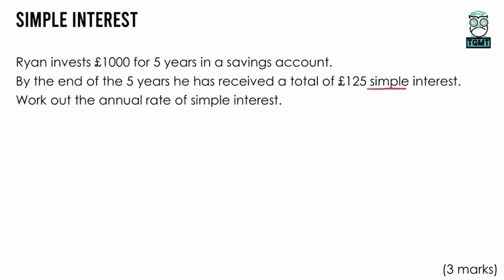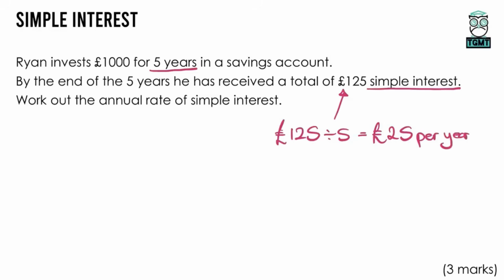It means that you only get the same amount of interest every single year. So if something is simple interest and it's 5 years, it means that this amount of interest here is just 5 times each amount he got each year. So I can just do 125 divided by 5, and that comes out as £25. So each year, and I can put per year after that, he got £25. And it wants to know what that is as an annual rate of interest.